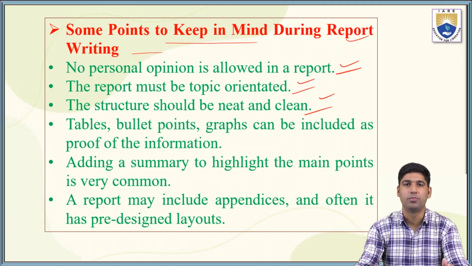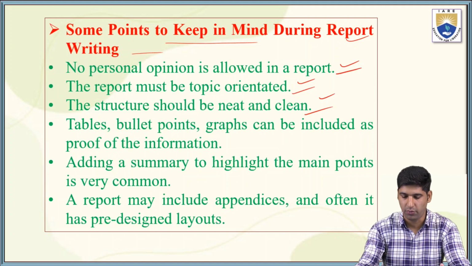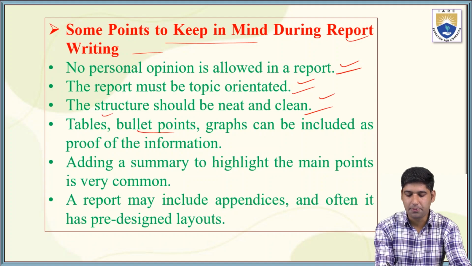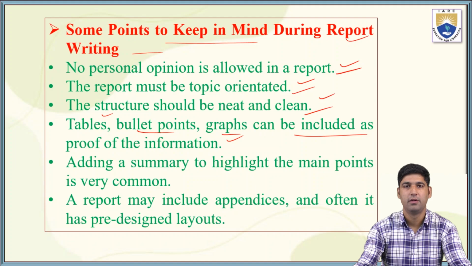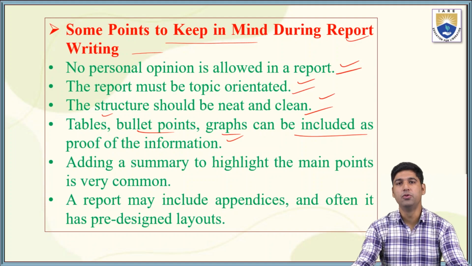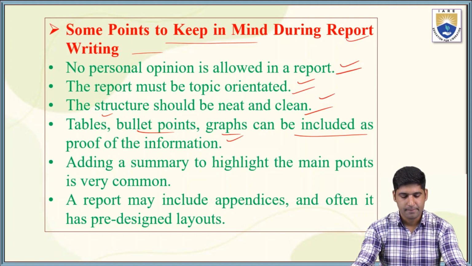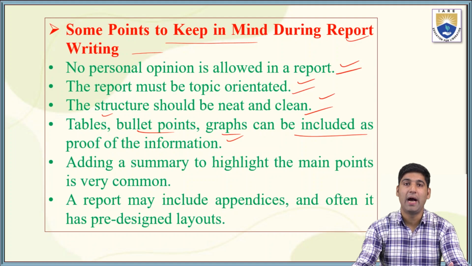Like I told you, bullet points should be used. Dot points should be used. Tables and references should be used wherever they are required. These tables, bullet points and graphs can be included as proof of the information. Sometimes we provide proofs for the information. We can use tables for that, graphs for that, and bullet points in order to highlight the proof.